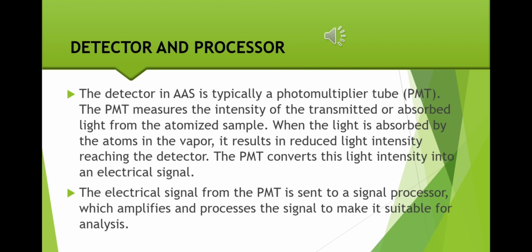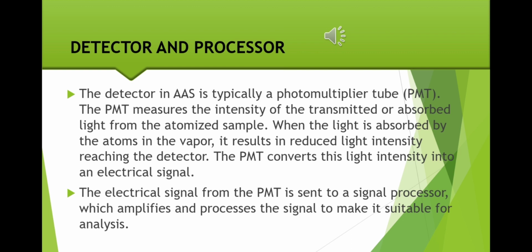Then we have the detector and processor. The detector in atomic absorption spectrophotometry is typically a photomultiplier tube. The PMT measures the intensity of transmitted light from the atomized sample. When light is absorbed by the atoms in the vapor, it results in reduced light intensity reaching the detector. The PMT converts this light intensity into an electrical signal.